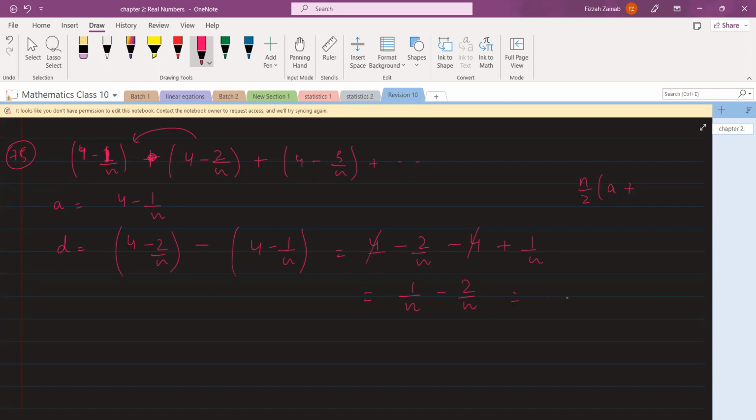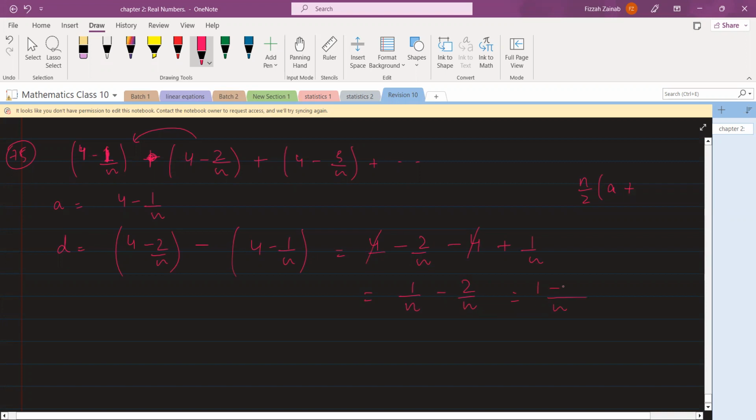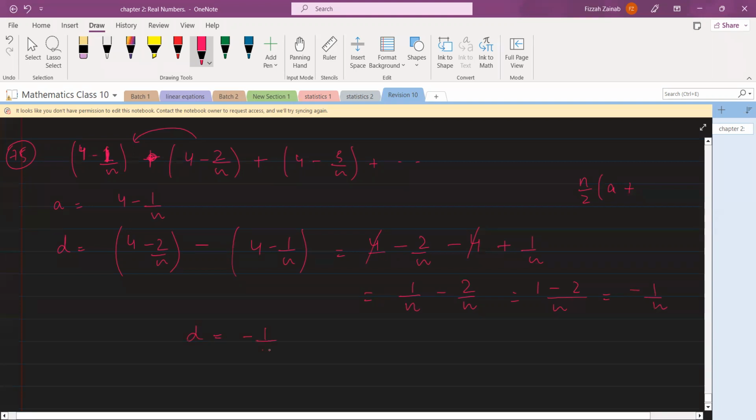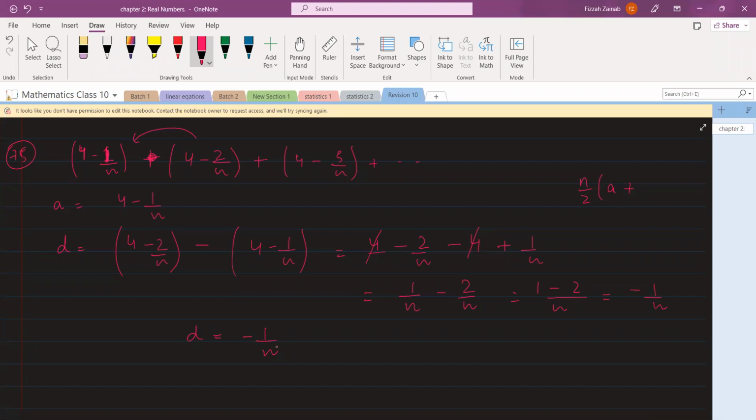Now you take LCM. So n, 1 minus 2. So that means minus 1 upon n. So your common difference d is minus 1 upon n. Is that okay, Hamna? Yes, ma'am. Okay.